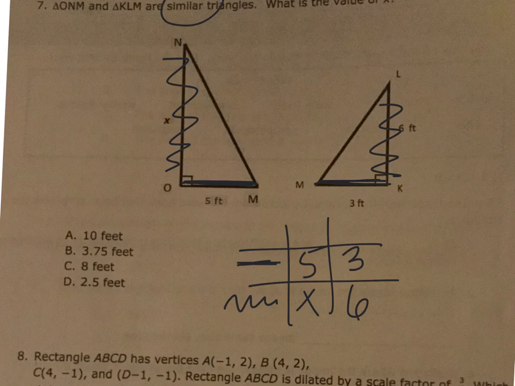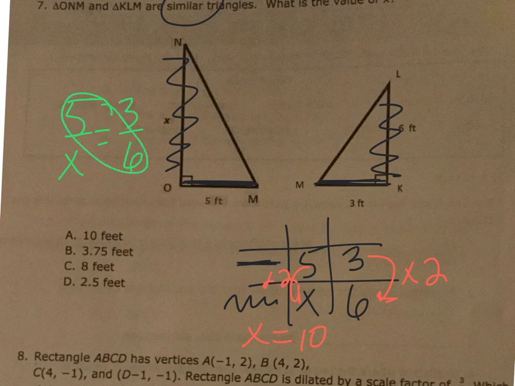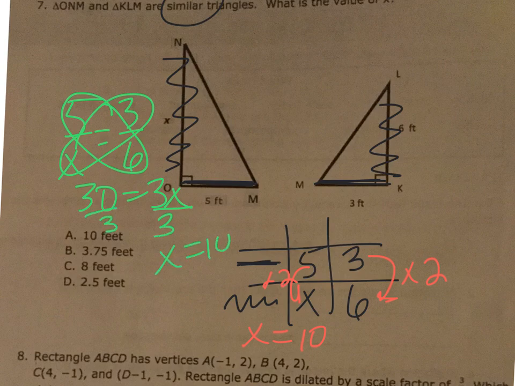So there's several ways we can look at this. We can say, well, 3 times 2 is 6, so 5 times 2 is 10, so x equals 10. Or you could cross multiply, so you have 5 times 6 is 30, and x times 3 is 3x. So divide by 3, and you get x equals 10. So your correct answer is A.